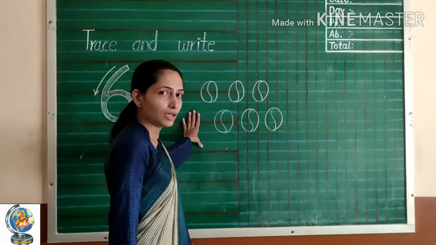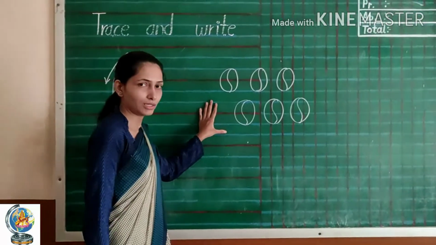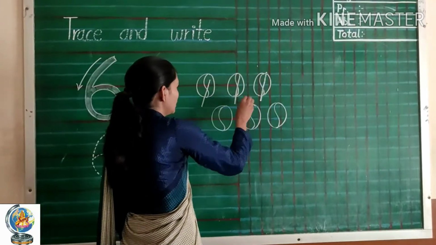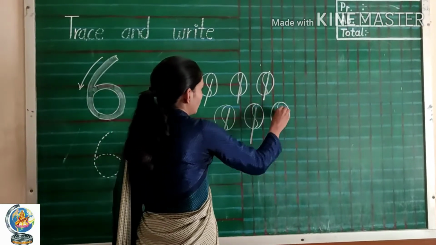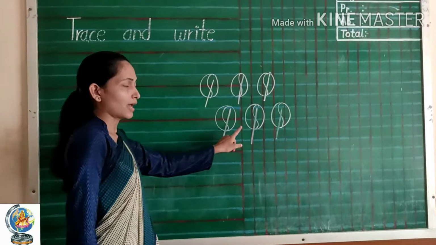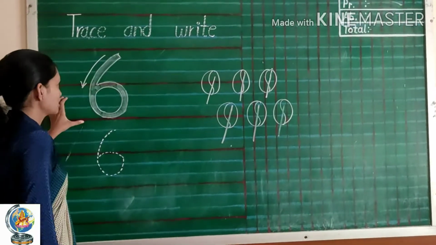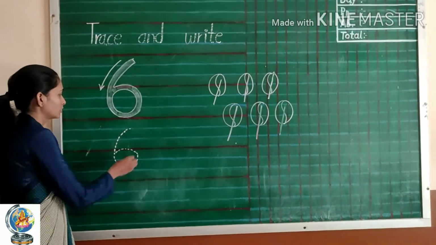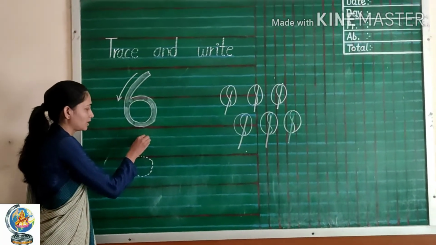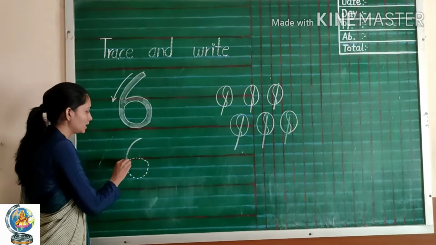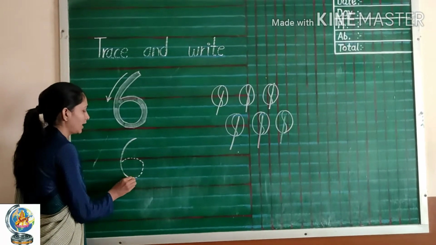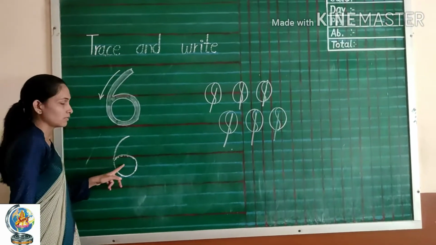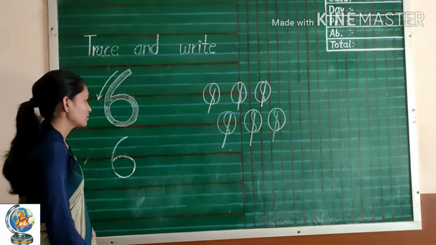Look at here. How many balls are here? Yes, 1, 2, 3, 4, 5 and 6. 6 balls are here. How to trace number 6? Okay, look at here. First, put your pencil here and make a big cup. And next, make another cup. This way, we trace number 6.